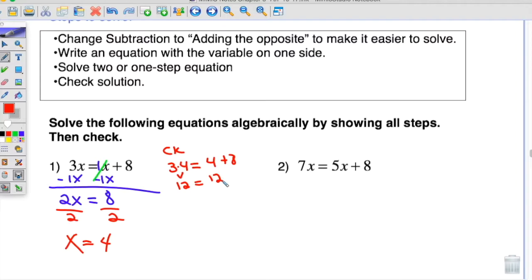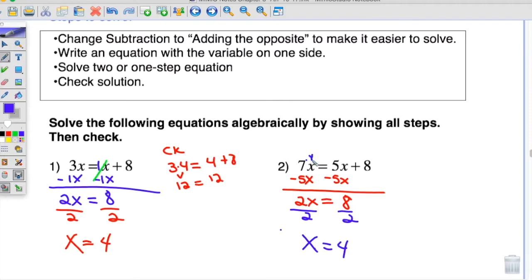Number 2, 7x is equal to 5x plus 8. 5x is not alone, so we're going to subtract 5x on both sides. So we're left with 2x is equal to 8. One-step equation, divide both sides by 2, and we're left with x is equal to 4.